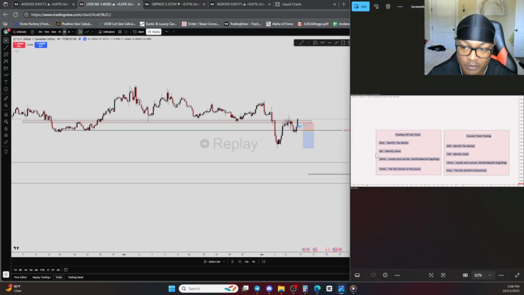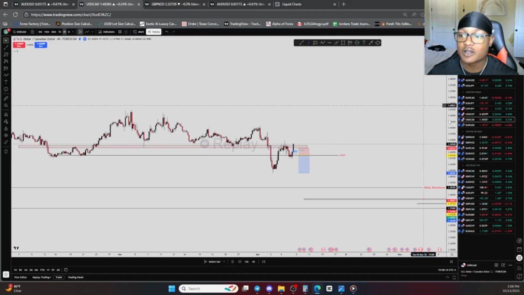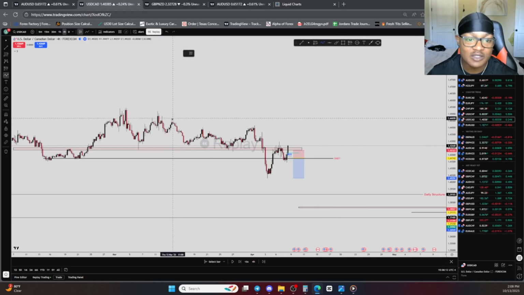We've done that. Identify the market on the 4 hour. We've done that. Now it's time to find our zone. Okay, cool. How do you find our zone? Well, you just look for the last break of structure. On the 4 hour time frame, we can see clear as day the last break of structure happened around here.